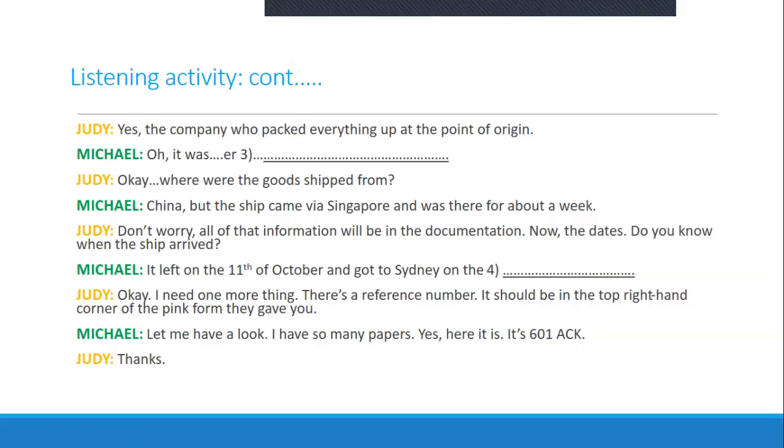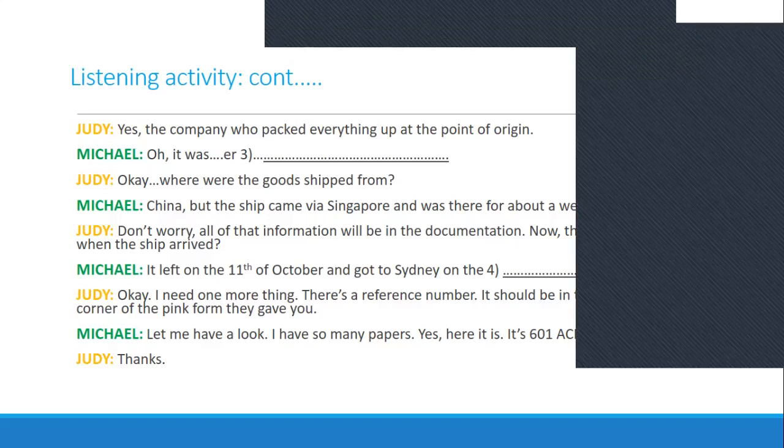Okay, students, so for the whole activity, there are only 4 blanks for you to fill. I hope that you have got the answers for the 4 blanks correctly.